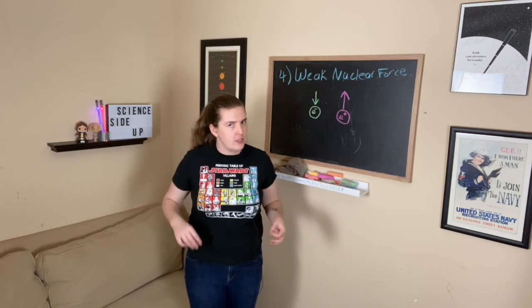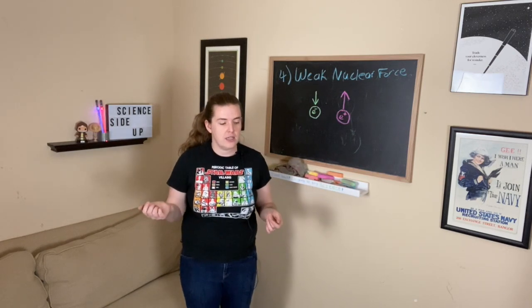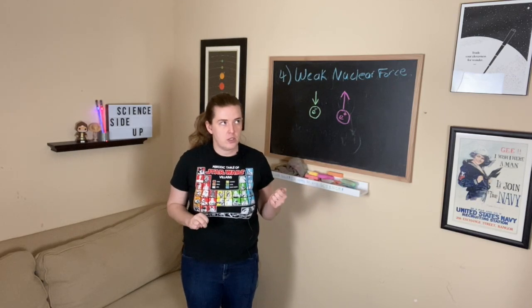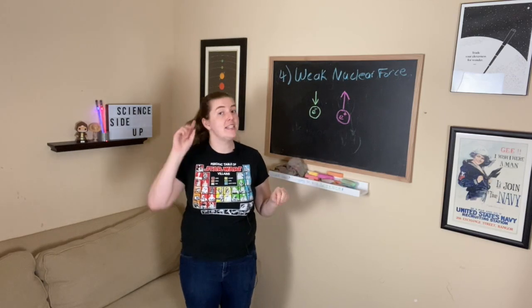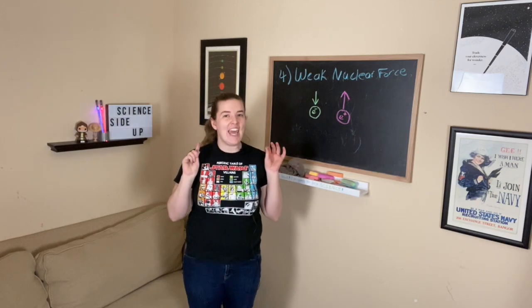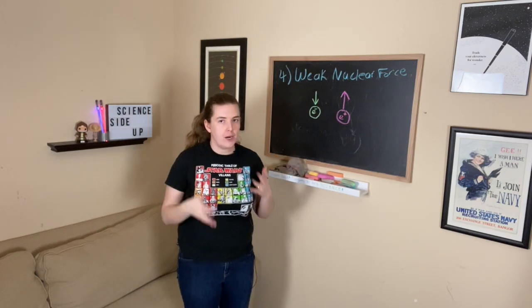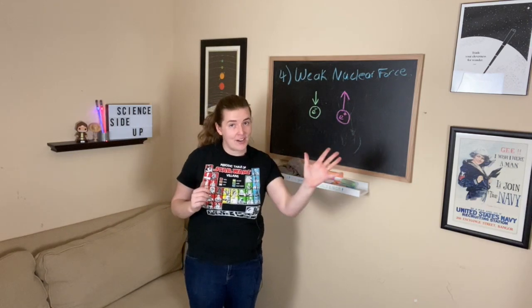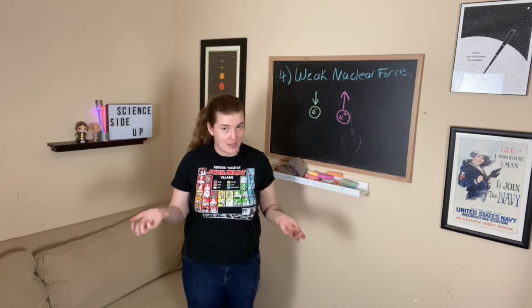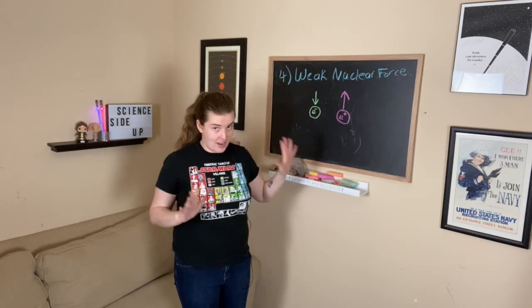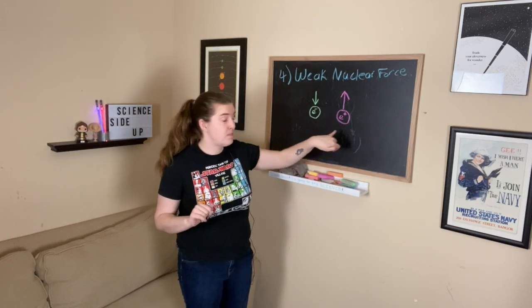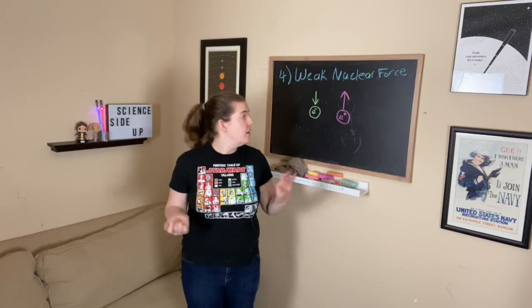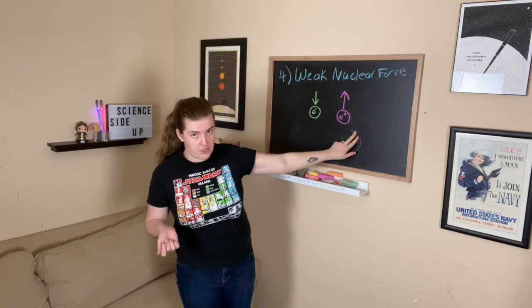So the nuclear weak force is interesting because it actually cares about two things. It cares about the handedness, that is a real physics term, the handedness of the particle's spin, and it also cares whether the particle is matter or antimatter. So on the board, I've drawn an electron and a positron. The electron and the positron are matter and antimatter particles of each other.